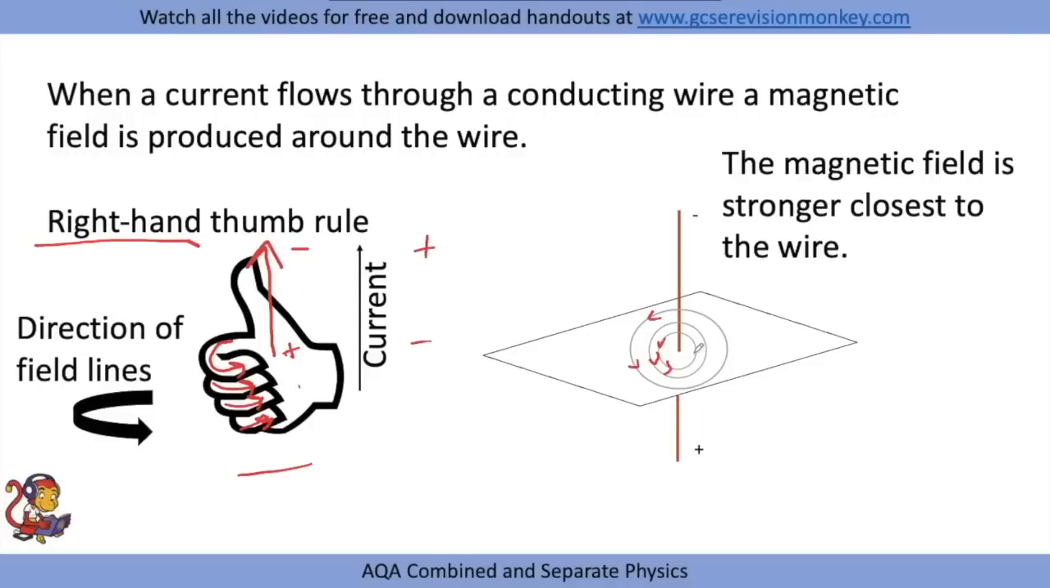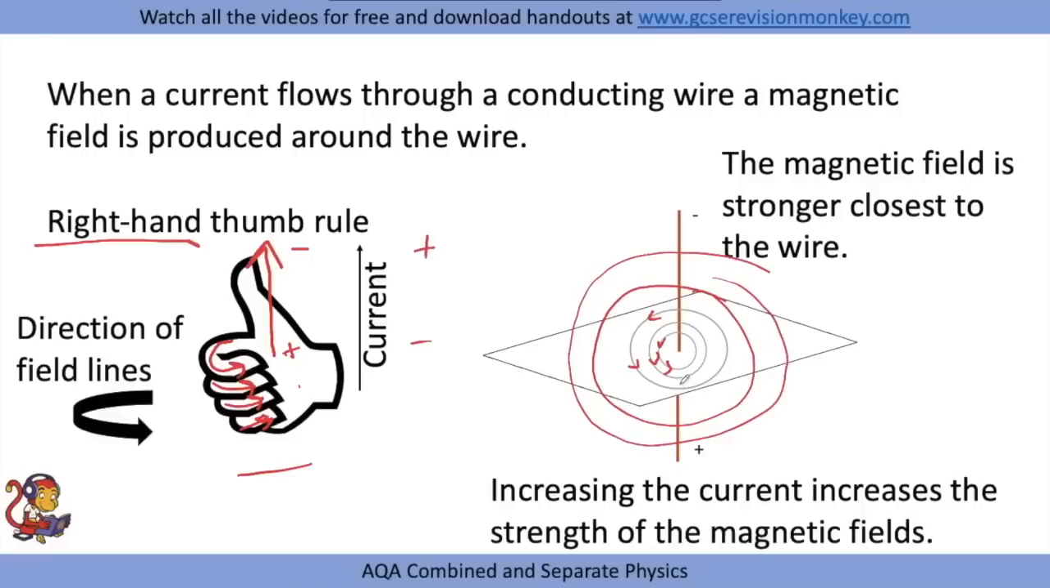The magnetic field is stronger closest to the wire, and you can see that because the field lines are closer together, so they're stronger closer to the wire, and as they get further out they get further apart and weaker. And if you increase the current flowing through the wire, the strength of the magnetic field also increases.